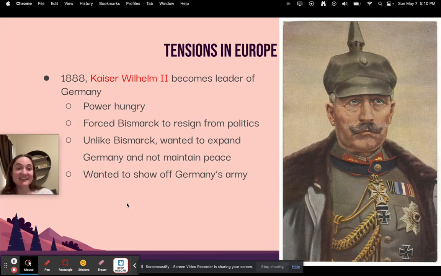So in 1888, Kaiser Wilhelm II, this dude right here with the weird pointy hat, becomes the leader of Germany. And he is very different than Bismarck. He's very power hungry. He forces Bismarck to resign from politics. And unlike Bismarck, he wanted to expand Germany's border and to not maintain peace whatsoever. He really wanted to show off Germany's large army.